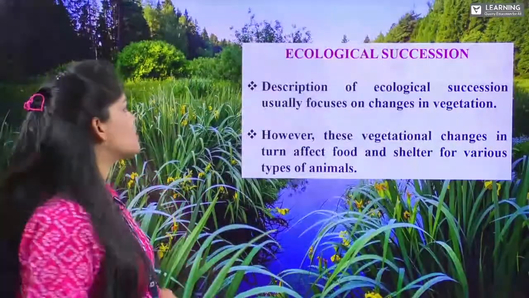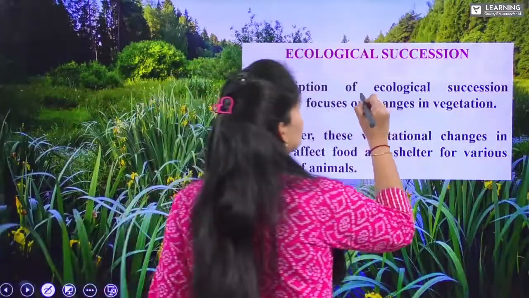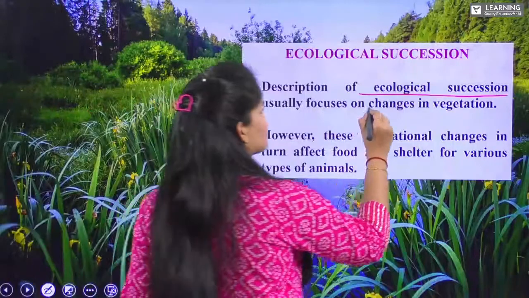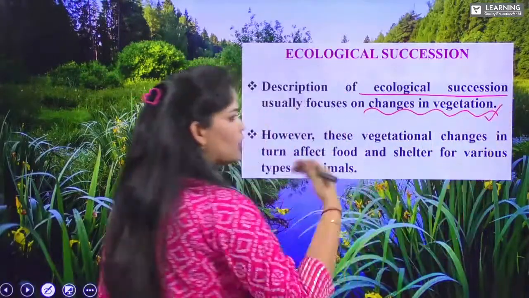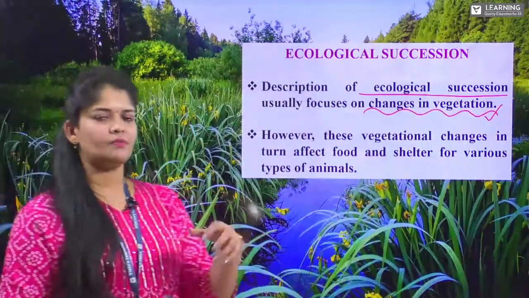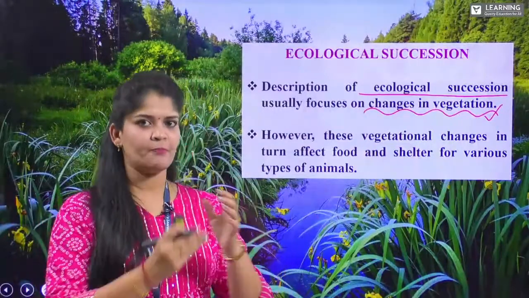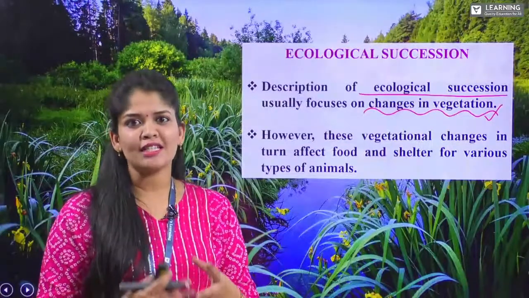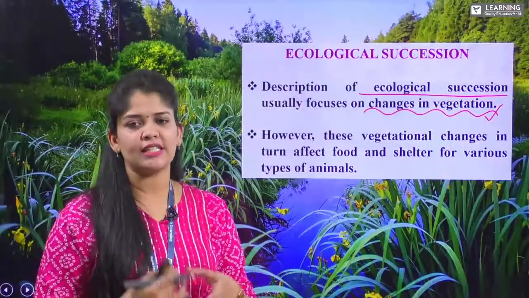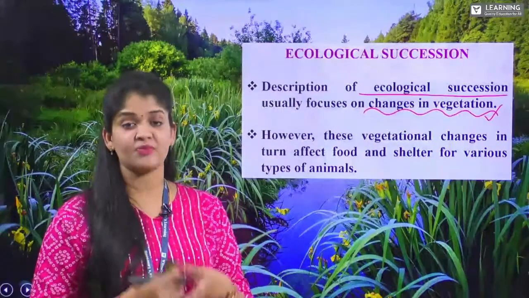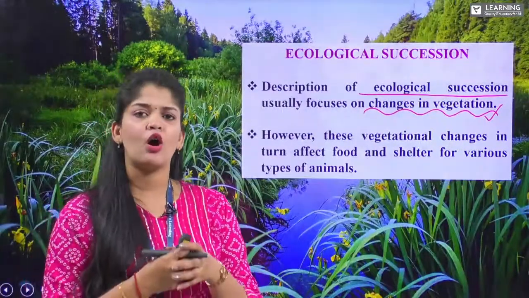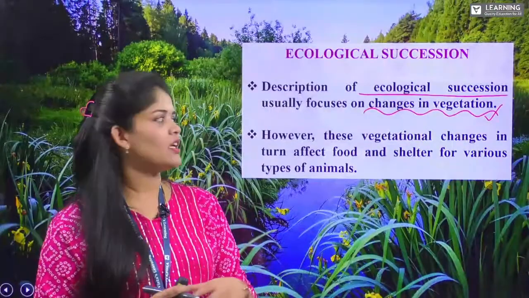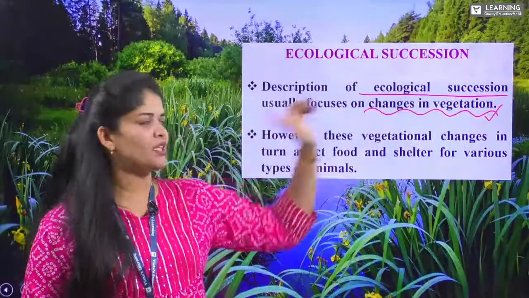Now, descriptions of ecological succession usually focus on changes in the vegetation. Just now we said that vegetation will support the increase of the animal system, so that is the biotic component. Changes in composition, species diversity, increase in the number of species, and increase in the total biomass of the organisms are all regulated by the changes happening in the vegetation.